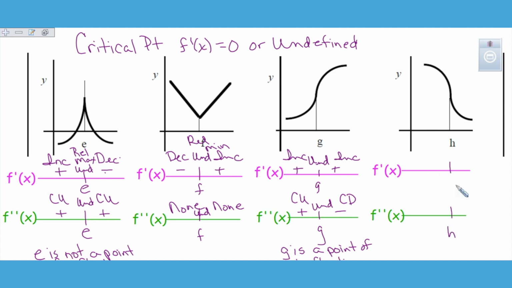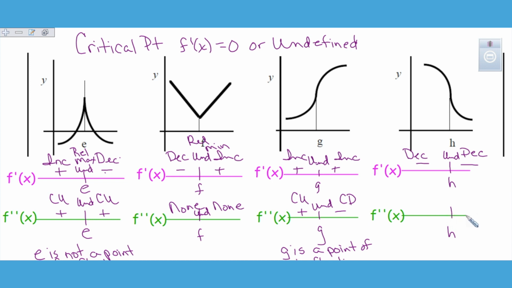And H is just like G turned around, pretty much. It's not really in the middle, but that's decreasing throughout. Let's do first derivative. First derivative is increasing and decreasing, right? So it's negative throughout, and there's an undefined slope. So you're decreasing throughout this undefined place.